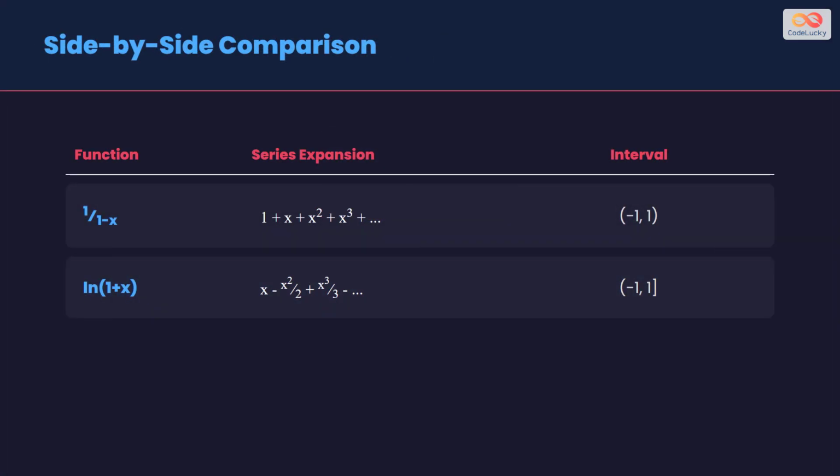Here is a side-by-side comparison. The geometric series has all positive terms and strictly converges between -1 and 1. The log series has alternating terms and includes +1 in its domain. Both are essential tools in mathematical analysis.